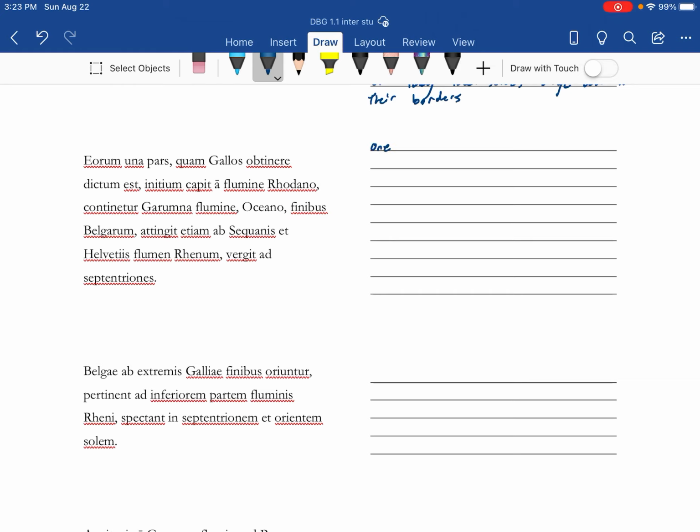All right, unam partem, one part of these, which, dictum est, is said, that the Gauls occupy, caput, initium, takes its beginning from the river Rhone.